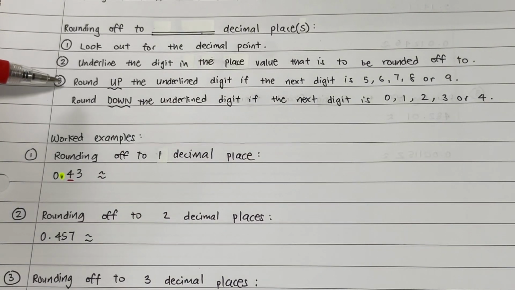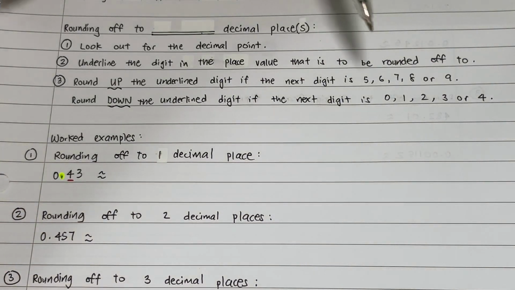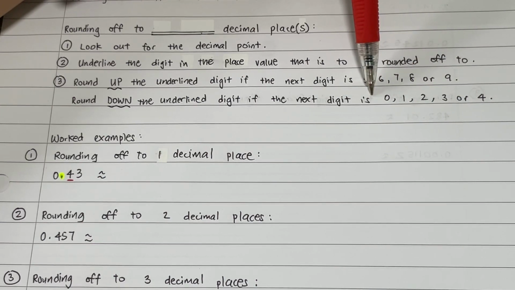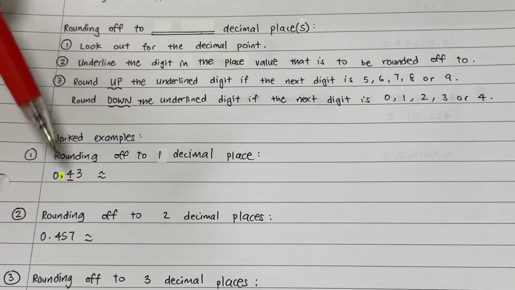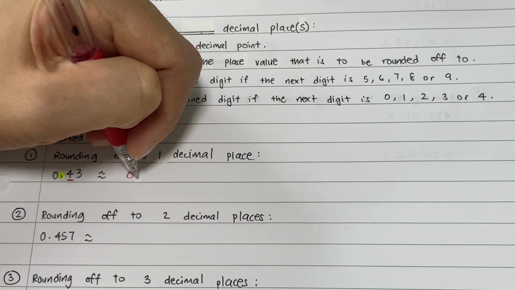Okay. Now, next, we have to decide whether to round up or round down this number, if the next digit is 0 to 4 or 5 to 9. Okay, so look, the next number to its right is 3. So does 3 fall into the first group here or the second group? Well, you can see that 3 falls into the group where it says round down. So when we round down, we do not do anything to the underlined digit 4. Hence, our answer to rounding off to 1 decimal place will be 0.4.